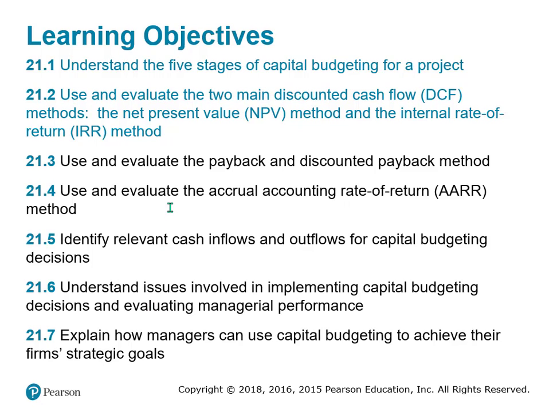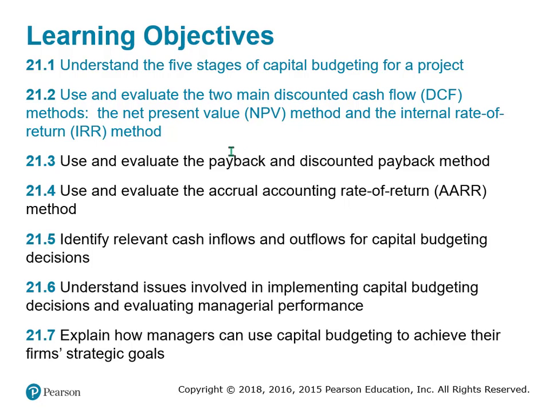Okay, this chapter is one of those where all of the heavy stuff is in just a couple of the learning objectives. So first, we've got the 5 stages of capital budgeting, but then we use and evaluate 2 main discounted cash flow methods, the net present value method and internal rate of return. I'm going to get through these 2 in this presentation, and then I'll do the rest in the next presentation.